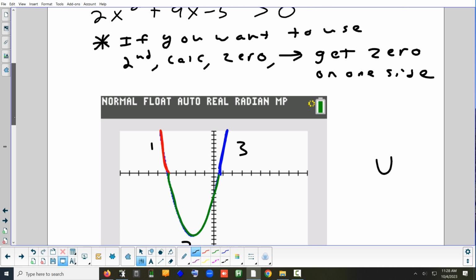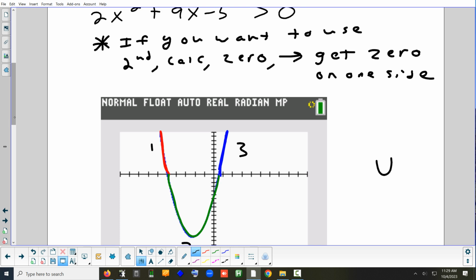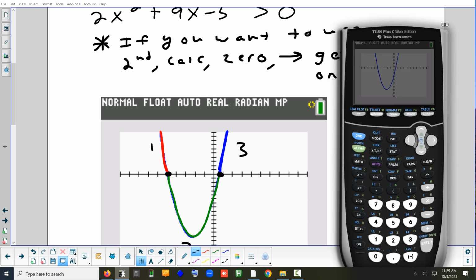To figure out where it's above 0, what do you think we have to find in this picture? Roots. Yeah, we got to find both roots. 0. Yep, we need that, and we need that. All right, let's find it.